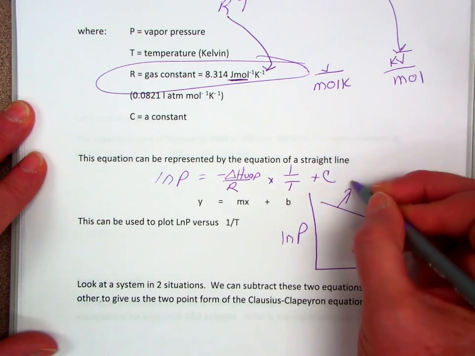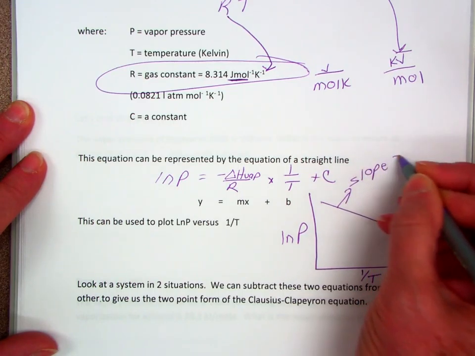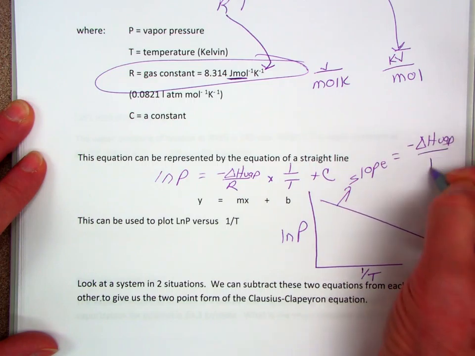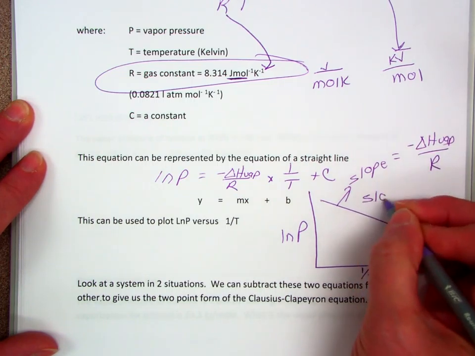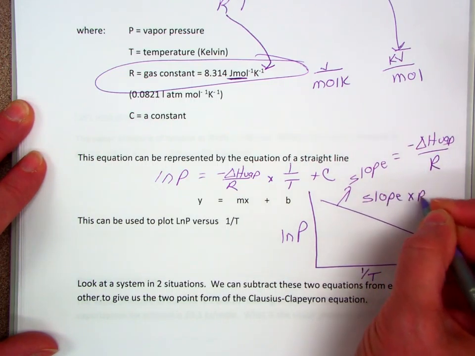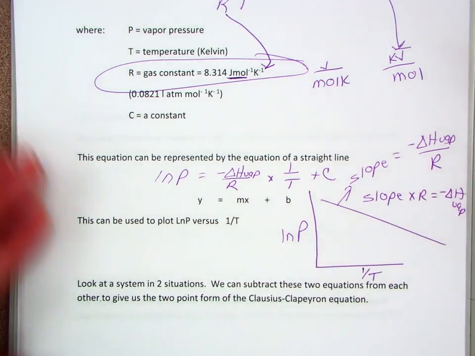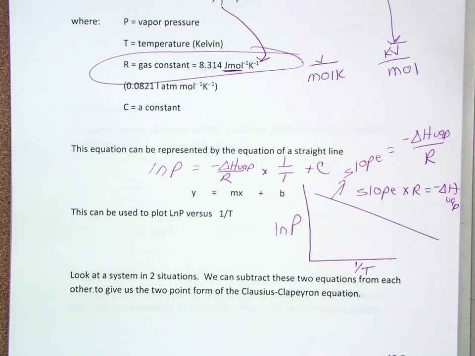And the slope of that line is equal to minus the enthalpy of vaporization over R. So if we multiply the slope times R, we will get negative enthalpy of vaporization, and we can solve for the enthalpy of vaporization from our data that we collect. And this is what we're going to do in lab on Thursday. We're going to measure the vapor pressure of water as we take it to different temperatures and then try and determine the enthalpy of vaporization.